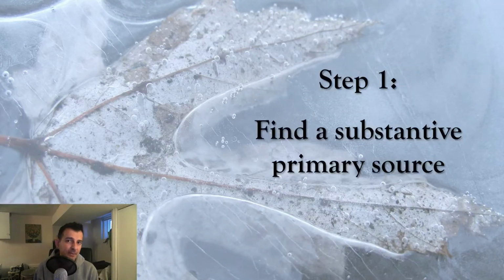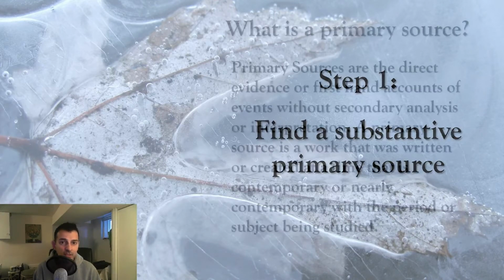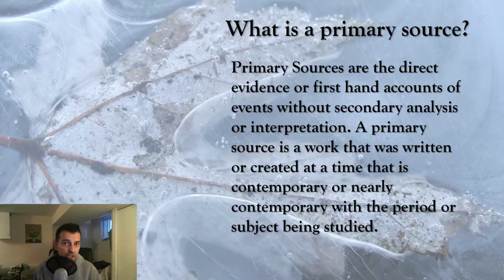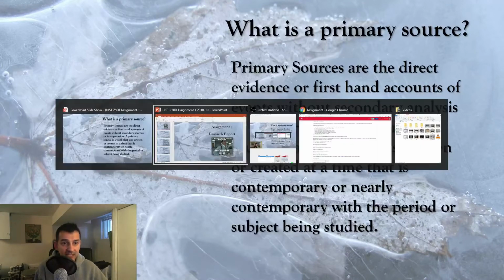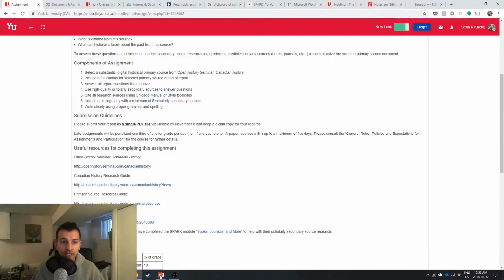So your first step in completing this assignment is to find your substantive primary source document. Remember, our description or definition of a primary source is that primary sources are the direct evidence or first-hand accounts of events without secondary analysis or interpretation. A primary source is a work that was written or created at a time that is contemporary or nearly contemporary with the period or subject being studied. And our textbook for the tutorials is full of primary sources to choose from.